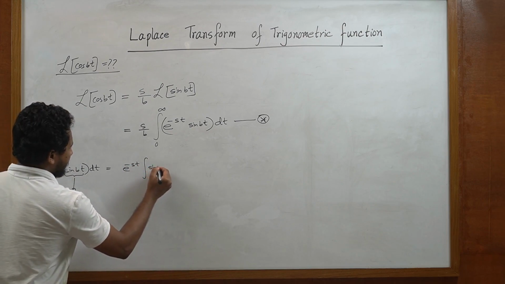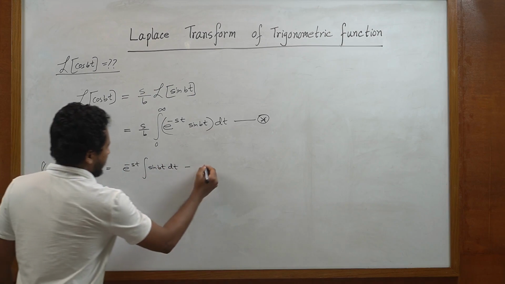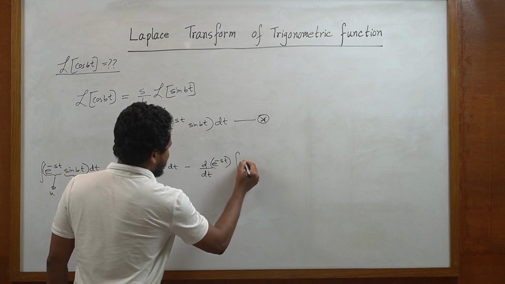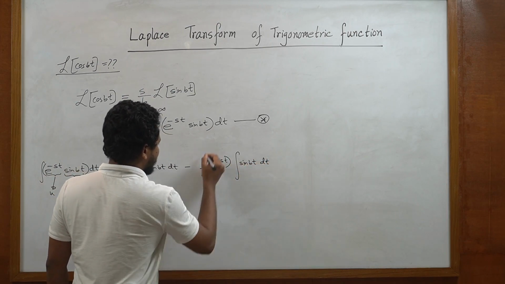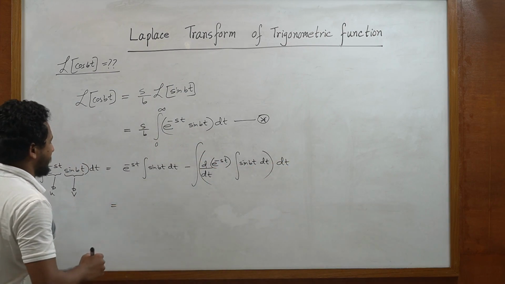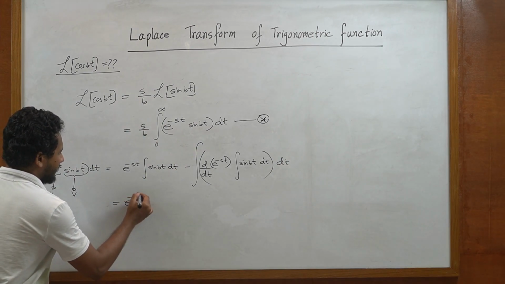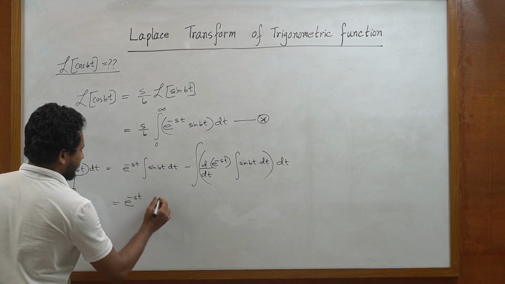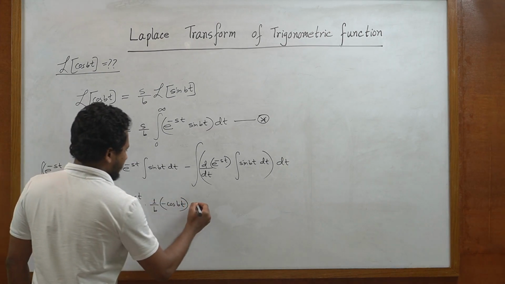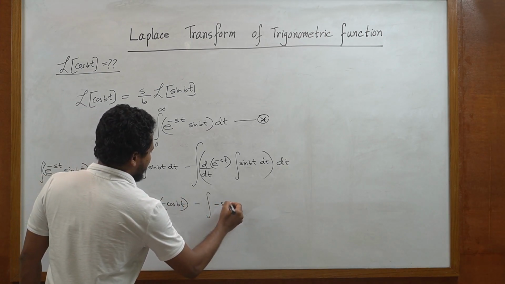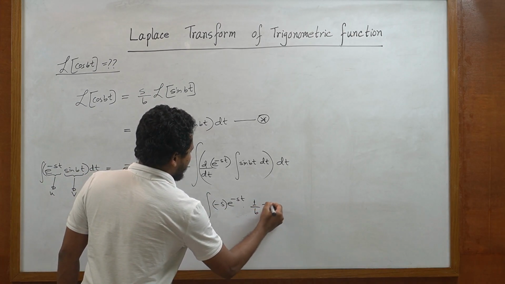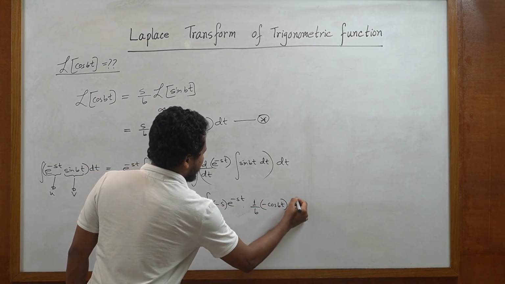Integration of sine bt with respect to t minus d/dt of e to the power minus st, integration of sine bt with respect to t, and then the whole integral with respect to t. Now, e to the power st, this integration should be 1 by b minus cos bt, minus minus s e to the power minus st, 1 by b minus cos bt with respect to t.